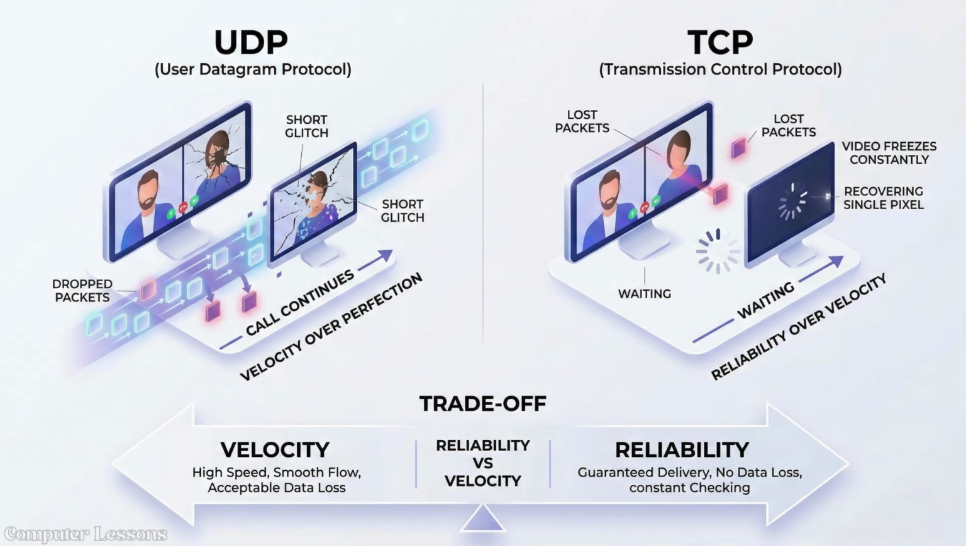If you drop a few packets in a video call, the image glitches for a split second, but the conversation continues. If we used TCP for a live call, the video would freeze constantly while waiting to recover a single lost pixel. It is a trade-off between reliability and velocity.